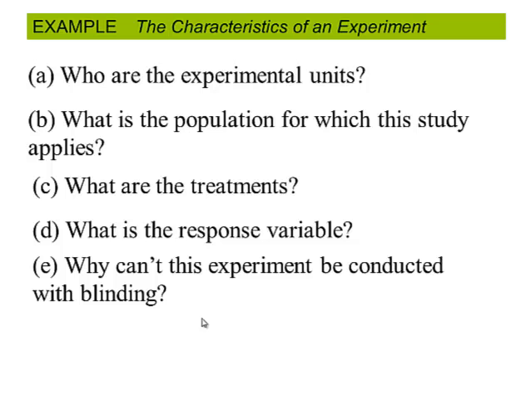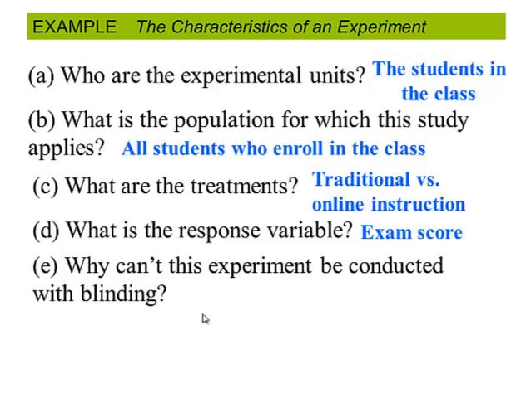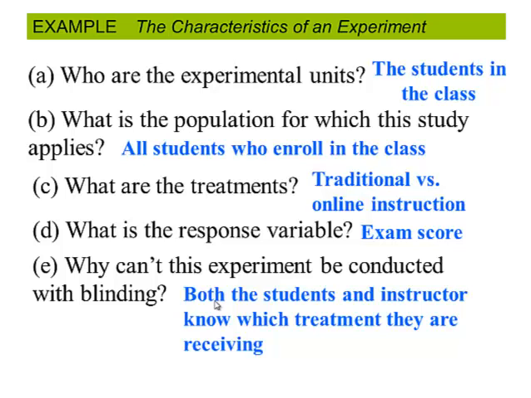What are the experimental units? That would be the students in the class. What is the population for which this study applies? All students enrolled in that English course. What are the treatments? The traditional versus the online instruction. The response variable is how well they do on the exam. And this cannot be done with blinding because both the units and the instructors know which treatment they are receiving.